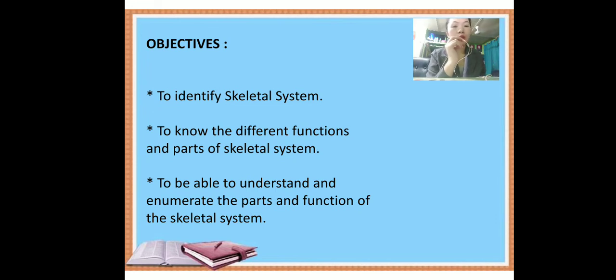Objectives. So first, to identify the skeletal system. We need to identify the skeletal system first before we go to its functions and parts. Then the second one is to know the different functions and parts of the skeletal system. We are required to know the different functions and parts of the skeletal system. The third one is to be able to understand and enumerate the parts and functions of the skeletal system. That is our last target: we are required to understand and we can enumerate those parts of our skeletal system.